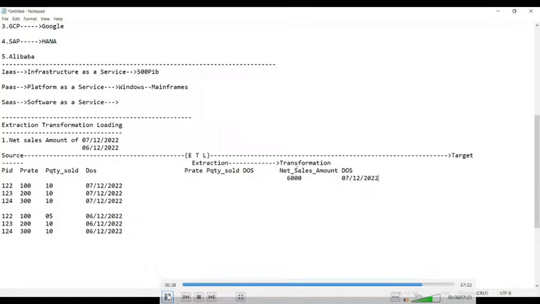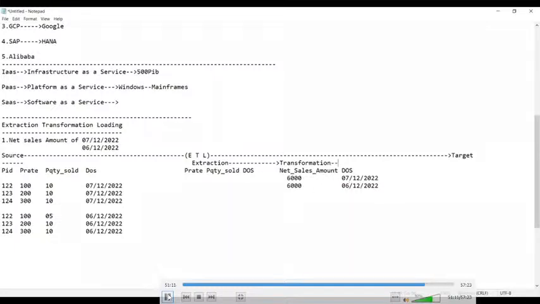You have found the net sales amount for the 7th day of December 2022, which is 6000 rupees. And what about the next one? The previous day is the 6th day. Can you see here? We have the 6th day also the same. So out of these 6 lines of data, you have extracted how many lines here? Guys, 2 lines of data, and this is the actual process of transformation.